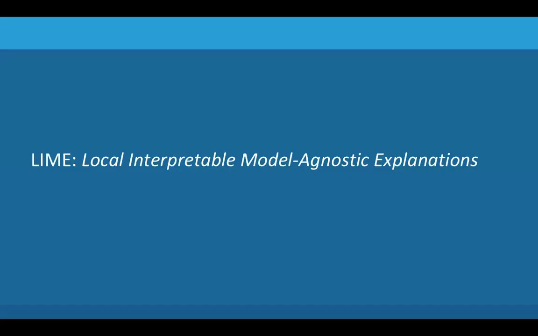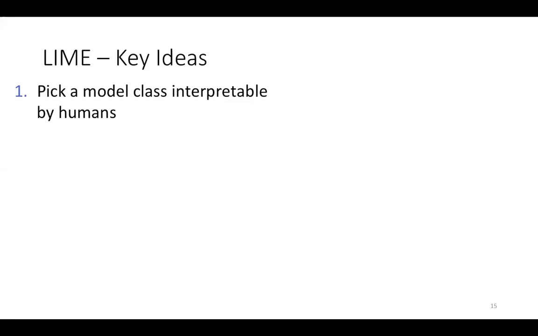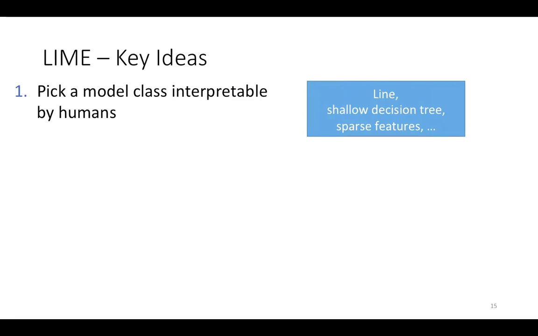So many of you have already come across probably of this architecture, which is called LIME, Local Interpretable Model Agnostic Explanations. Okay, this is the algorithm that we will study in the next class. But just to give you a small starter on this, the key ideas that LIME borrows are, you pick a class of interpretable models, models that are interpretable by humans, like, for instance, shallow decision tree, sparse features, etc.